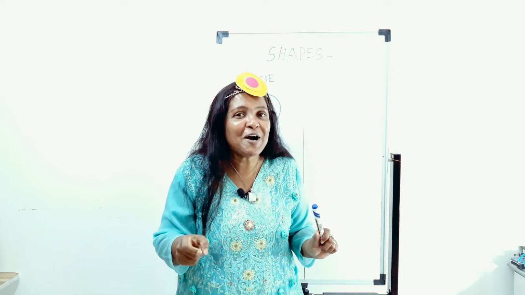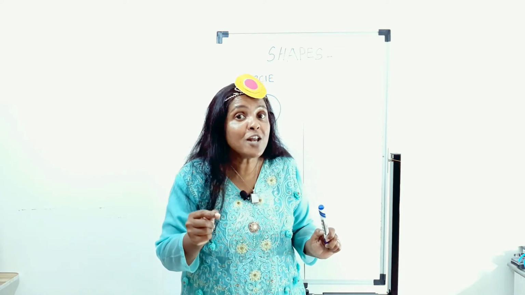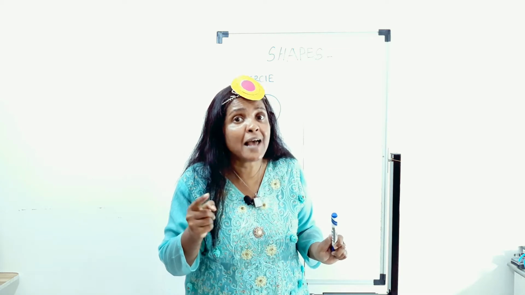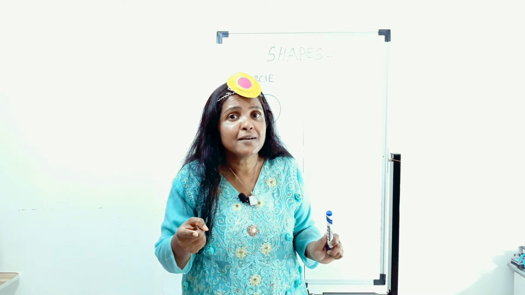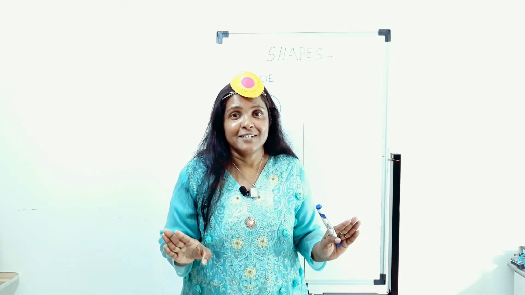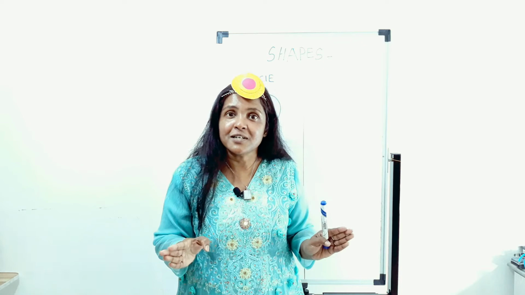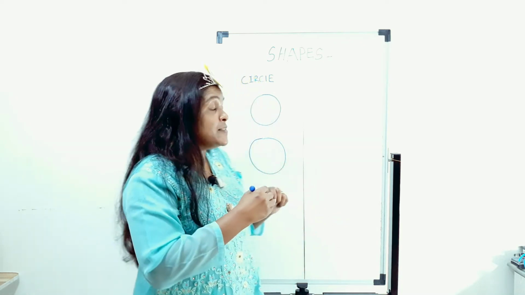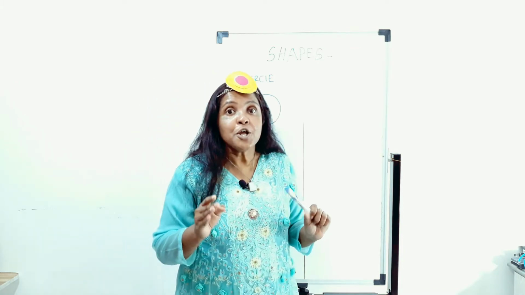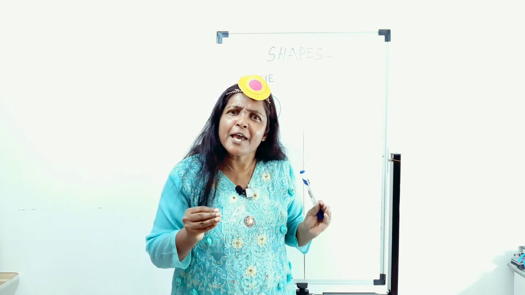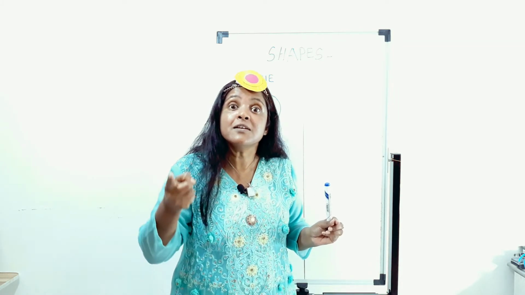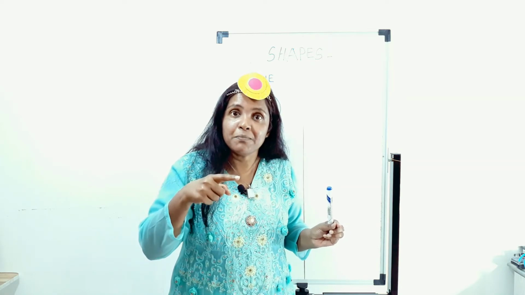Oh, good job. Now I will ask you a question. How many sides does the circle have? There are no sides for circle. It means 0 sides for circle. Okay, clear? Now let's see what are the examples. What are the real life examples we can see in circle shape?